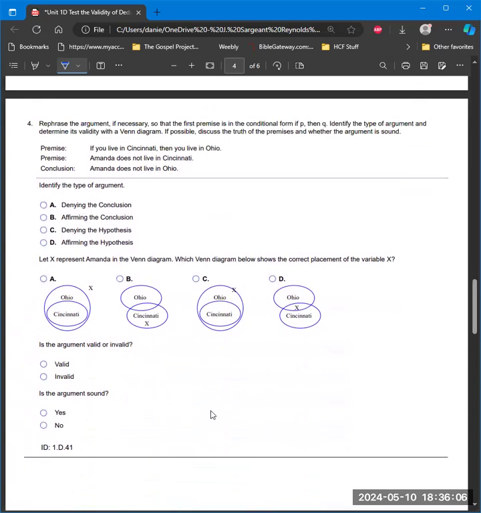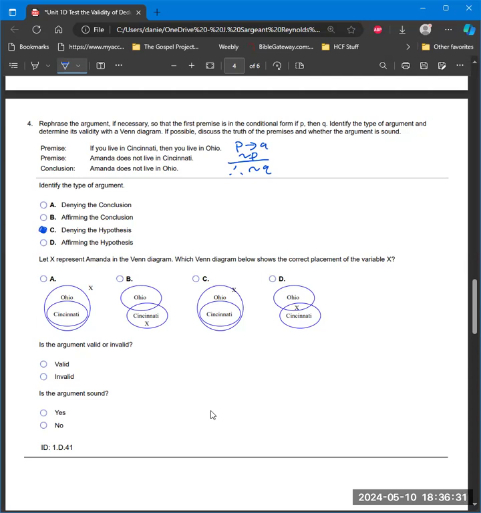Four, if you live in Cincinnati, then you live in Ohio. Amanda does not live in Cincinnati, therefore Amanda does not live in Ohio. So this is P implies Q, not P, therefore not Q. This is invalid. This is denying the hypothesis.